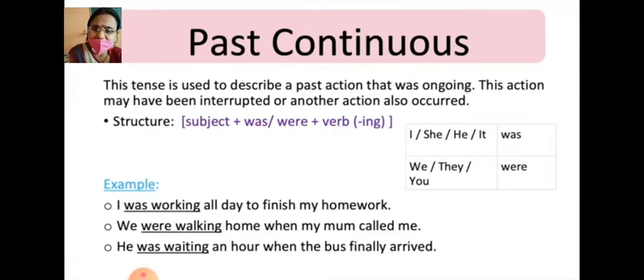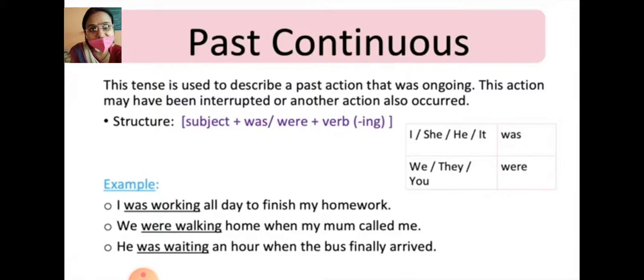So what do we mean by past continuous? This tense is used to describe a past action that was ongoing. This action may have been interrupted or another action also occurred. Let's see some examples. I was working all day to finish my homework. We were walking home when my mom called me. He was waiting an hour when the bus finally arrived.